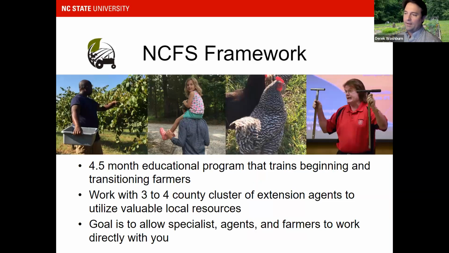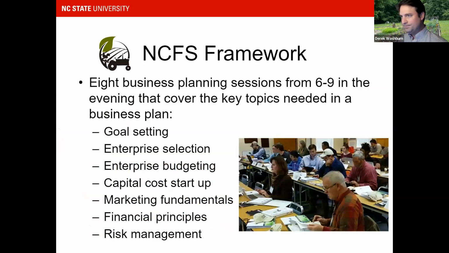All right, how do we do that? We do that basically over 4.5 months, and we do a session every other week. We pick a weeknight, let's say Tuesday. We'll meet every other Tuesday for 4 months for 8 sessions, and then we walk people through the business planning process. We work with 3 to 4 county clusters. Extension agents are hosting and providing the programming, and I'm providing the framework and the support. The goal is to allow you to work with specialist agents and farmers in your specific part of the state and people who've been successful from your area.